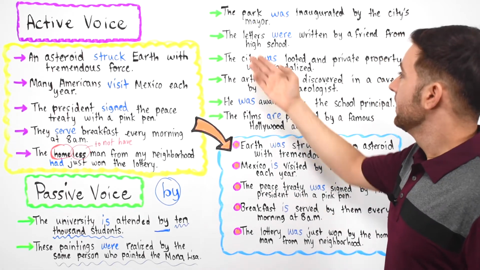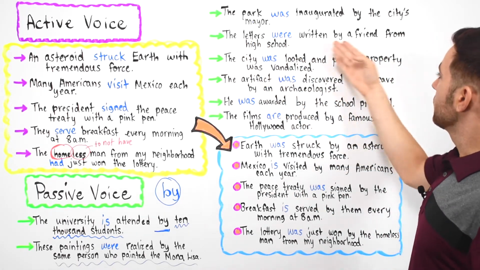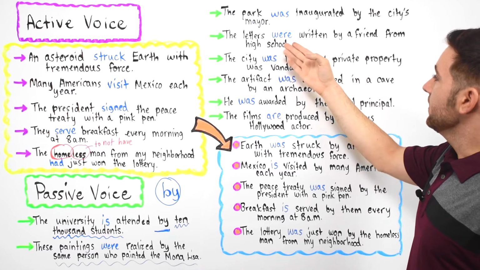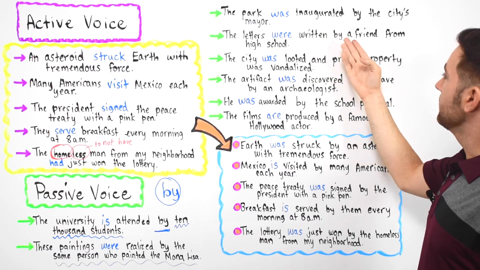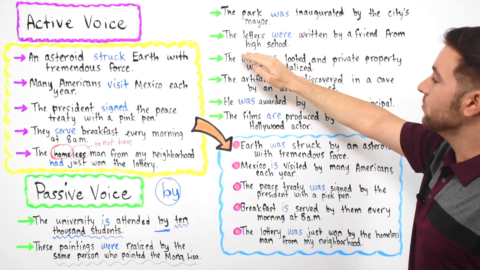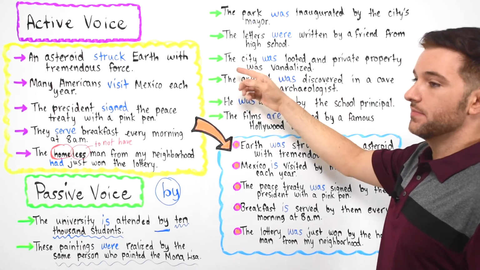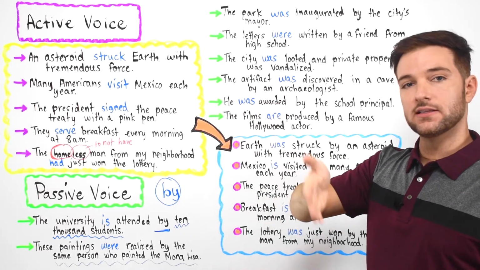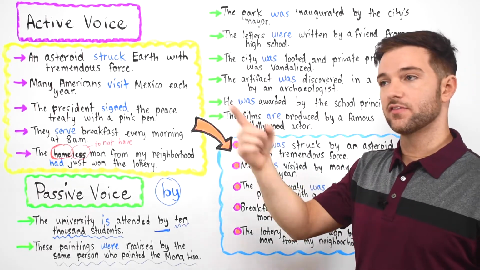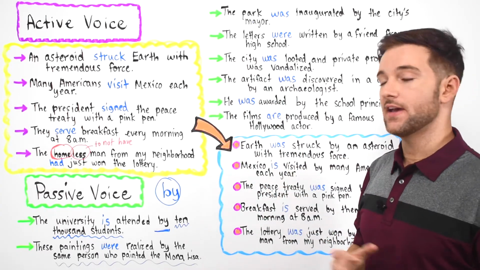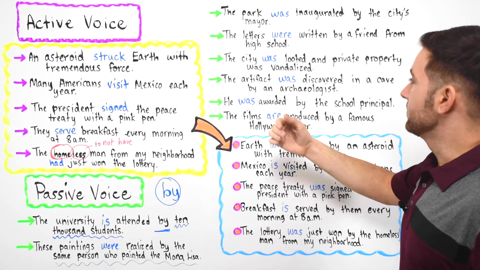Next, the letters were written by a friend from high school. Okay, we have letters. Who were they written by? A friend from high school. High school in America, in the United States, goes from 9th, 10th, 11th, and 12th. So from 9th all the way to 12th grade, that's high school. That makes up high school.